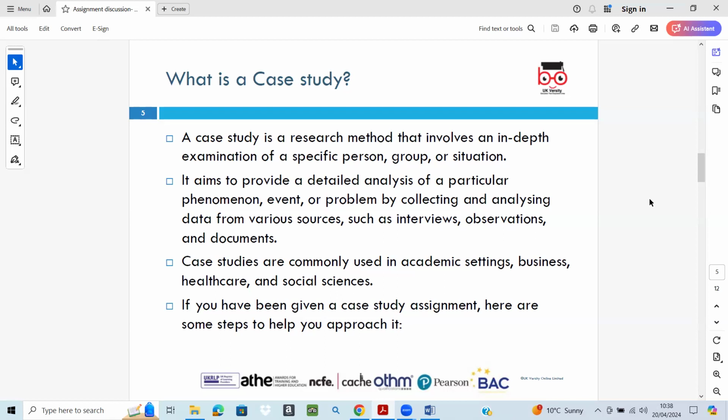And then what about the analysis? What does analyzing a case study involve? It means identifying patterns or themes in the data and figuring out how they help answer the research question or solve the problem.